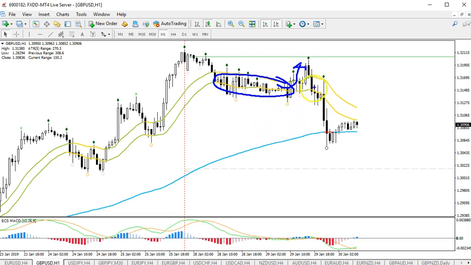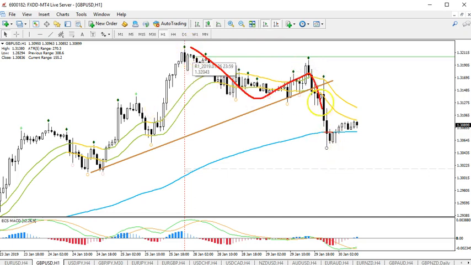And that turned out to be true, right? We said wait for the pullback and continue. And we didn't get really the continuation here. We just had one break and a failure, basically, and got a bigger ABC correction. That's what we said could happen if you get that break again below the 21 EMA. So you've got the potential ABC pattern, right?